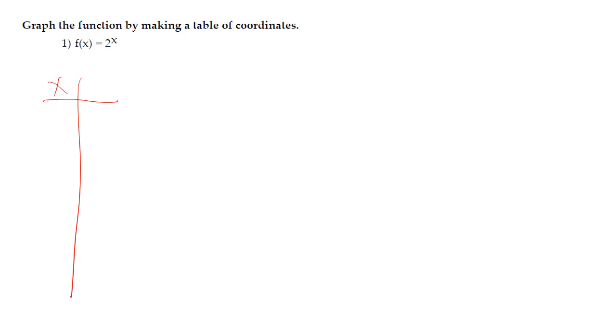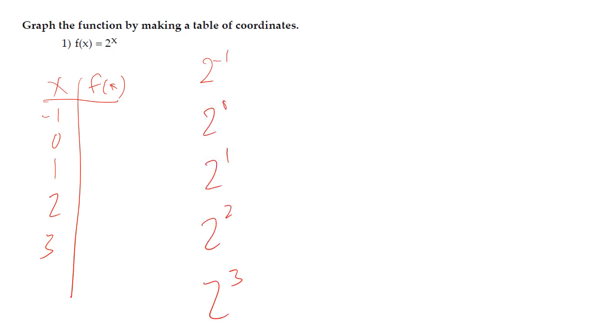We pick an x, we get an f of x. So let's pick, I don't know, -1, 0, 1, 2, 3. And so you're going to plug these in here, so you have to do 2 to the -1, 2 to the 0, 2 to the first, 2 to the second, 2 to the third. And so 2 to the -1 is 1 over 2, 2 to the 0 is 1, 2 to the first is 2, 2 to the second is 4, 2 to the third is 8. And so these would be your y values, 1/2, 1, 2, 4, 8.